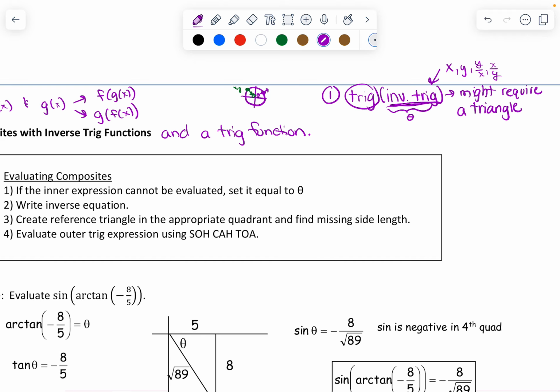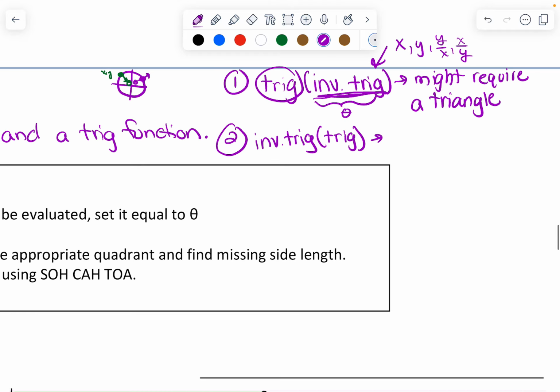The second scenario is that we will have the inverse trig on the outside, and then our inner function will be the non-inverse trig. This one you can just evaluate, because you're going to be given your angle as your input. So say that we have inverse cosine of sine of pi over 3.